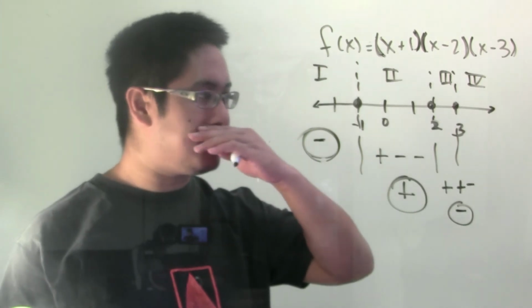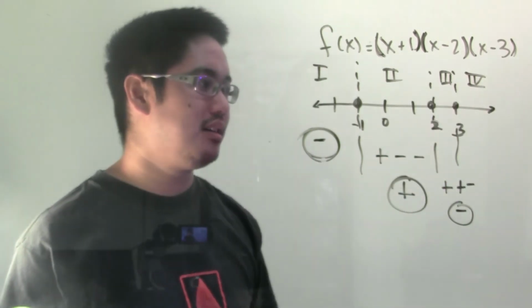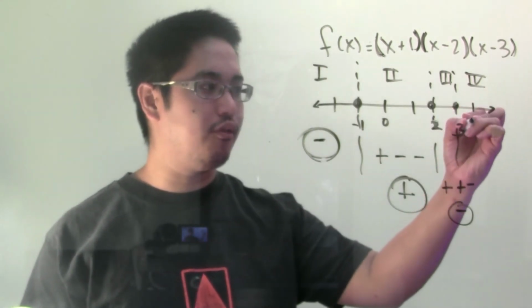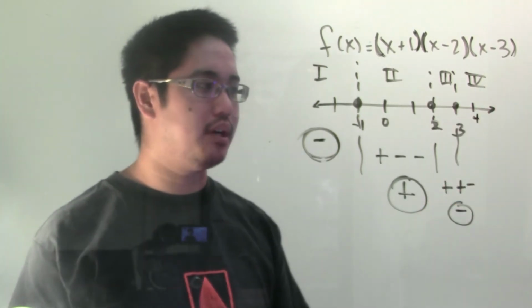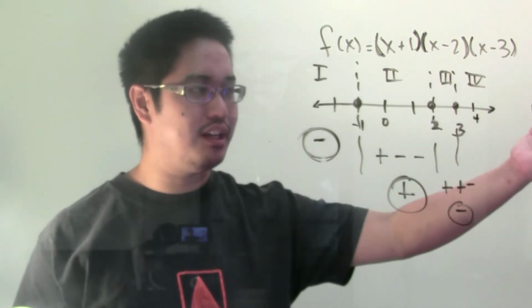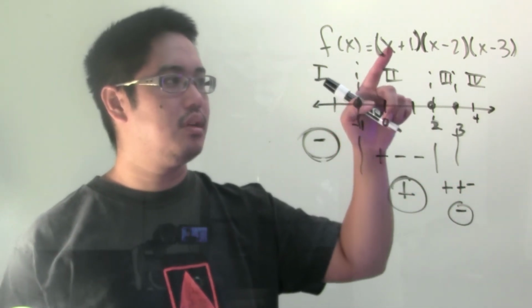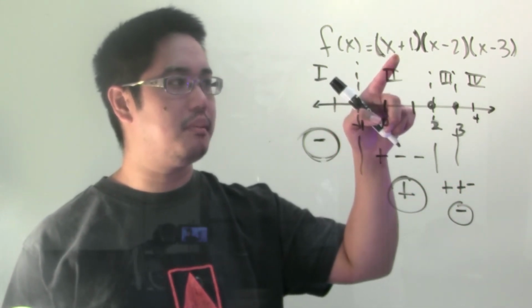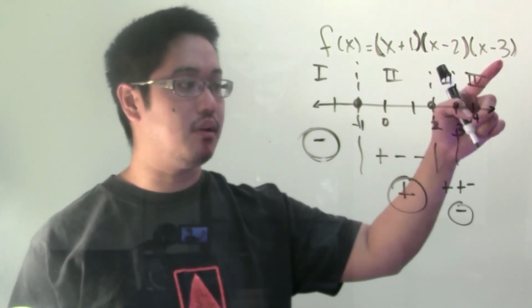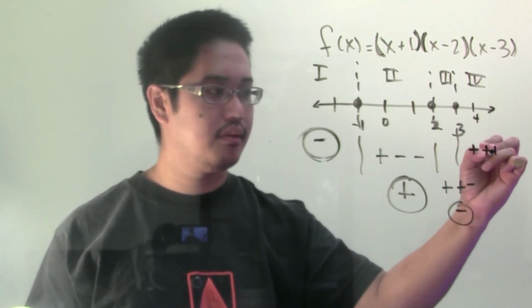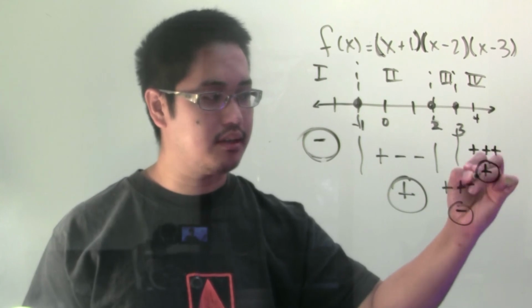Region 4, let's try that. Let's choose the number 10. I know I could have just chosen 4, but I want to choose something definitely in that region, 10. So if I put in 10 over here, that would be positive. That will also be positive. That would be positive. So I'll have another positive number.